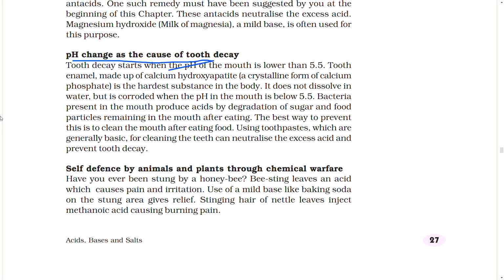Bacteria present in the mouth produce acids by degradation of sugar and food particles remaining in the mouth after eating. The best way to prevent this is to clean the mouth after eating food using toothpaste, which is generally basic. For cleaning, the teeth can neutralize the excess acids and prevent tooth decay.